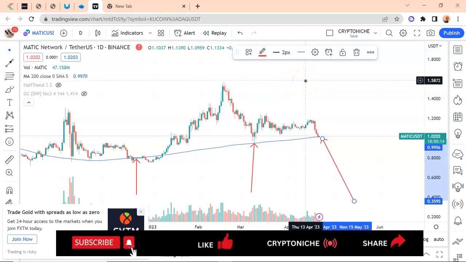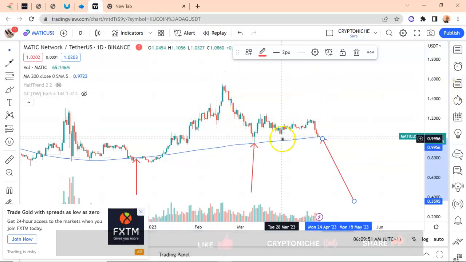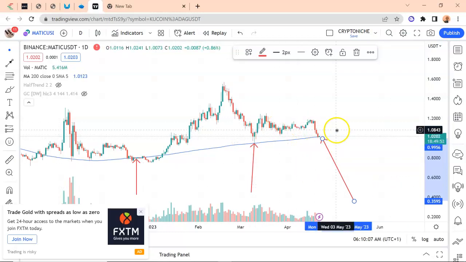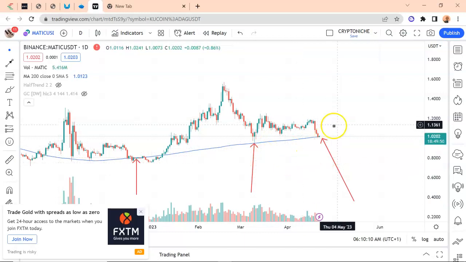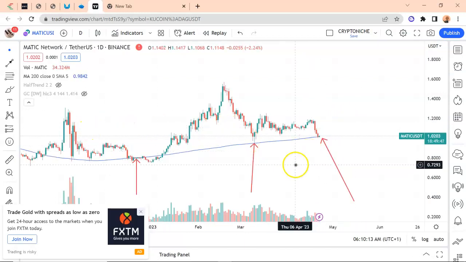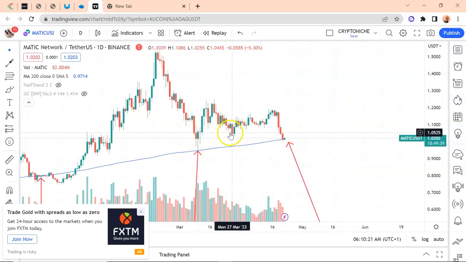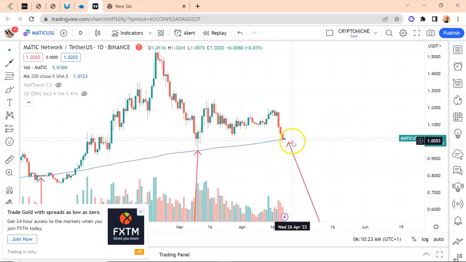The question in your mind now is, will it break downward, or are these levels going to hold on the charts? That is another question on your mind, isn't it? But to be honest with you, I don't see Polygon actually breaking through this line today, because it's been consistently dipping and it's kind of consolidating around this level.